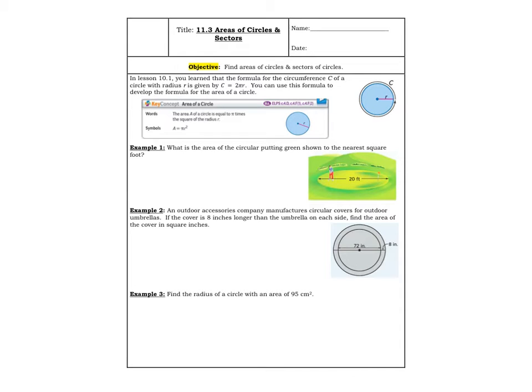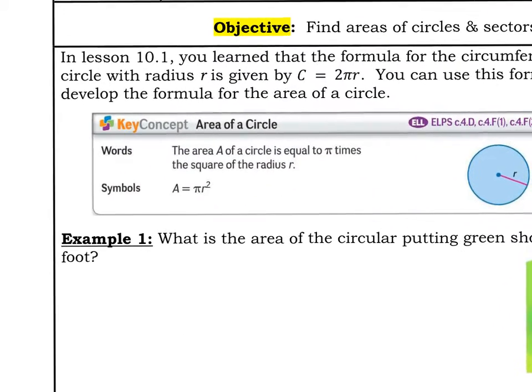Hey there everyone, today I'm going to discuss Chapter 11, Section 3, areas of circles and areas of sectors, meaning the area of just a section of the circle. Okay, so let's get started. You're pretty familiar with an area of a circle by now. It's pi r squared.